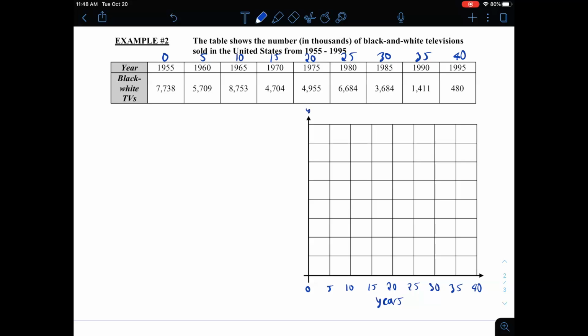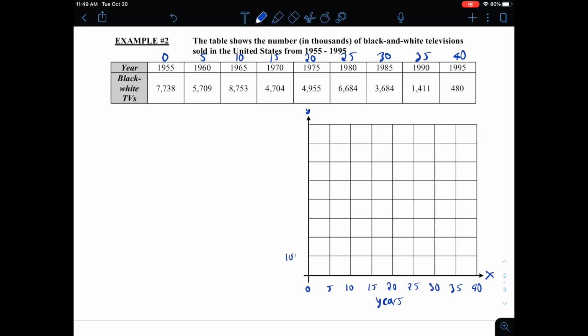Our y-axis, this is y, this is x. So our y-axis looks like we're measuring TVs. So we want to start with the smallest data point that you see, and the tallest, and figure out how many boxes we need here. Well, our smallest one looks like it's 1,400. Our highest one is about under 9,000. So let's count how many boxes we have.